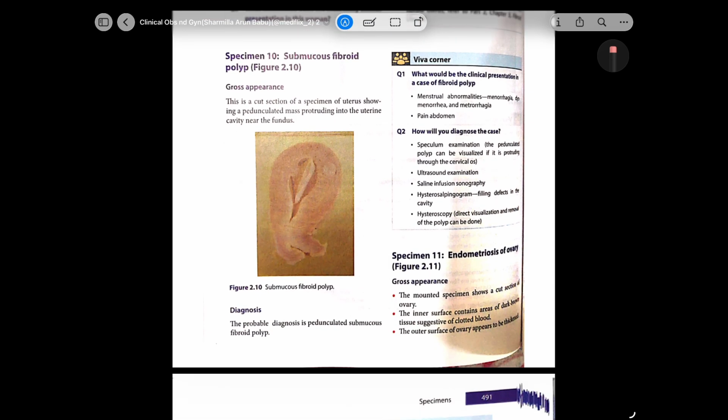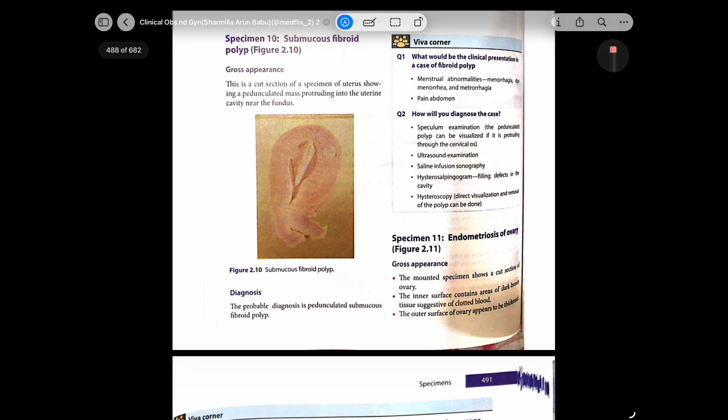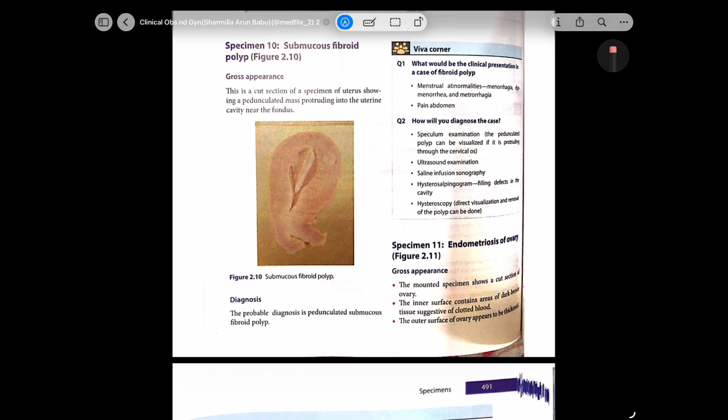Specimen number 10. This is a cut section of a specimen of uterus showing a pedunculated mass protruding into the uterine cavity near the fundus. Where is it? This thing over here. The most probable diagnosis is pedunculated submucous fibroid polyp.